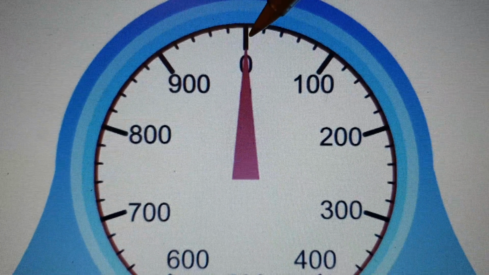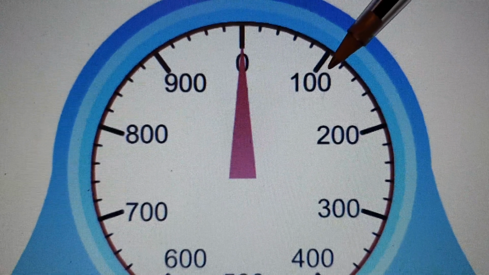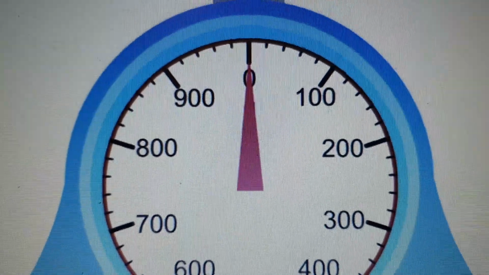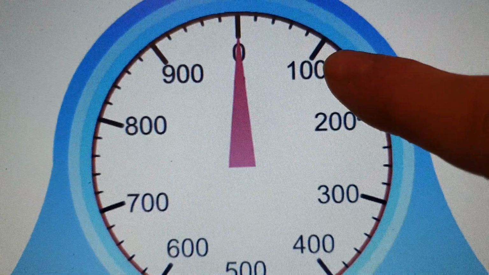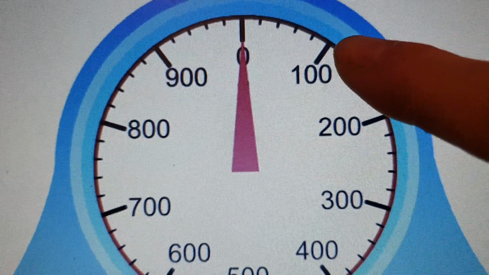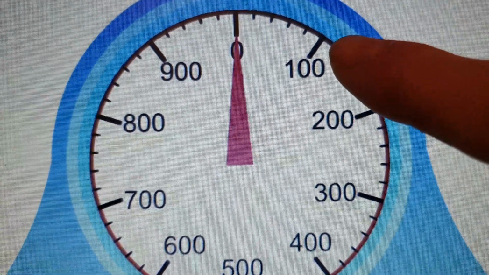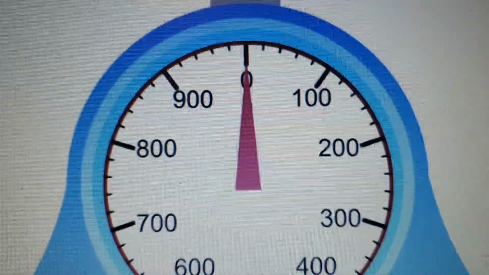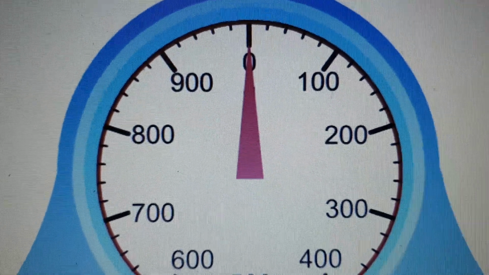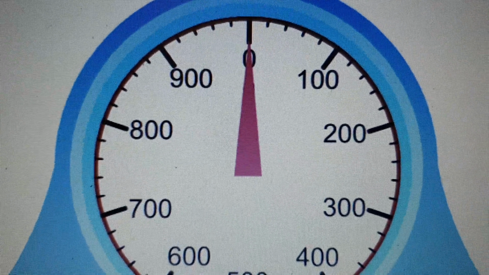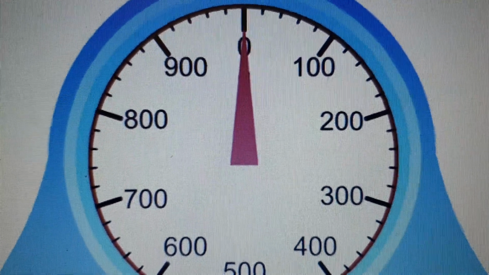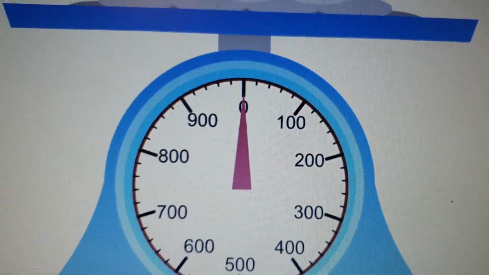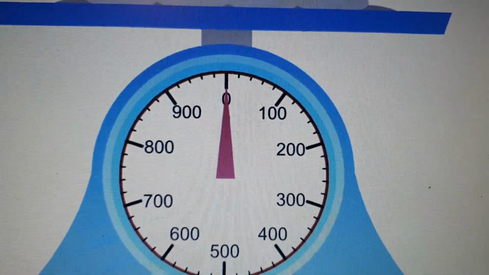So I need to say, how many 5s are in 100? Well, let's make that 100 10 times smaller. How many 5s are in 10? 2. Let's make that 2 10 times bigger. 20. So maybe it's going up in 20s. Let's check. 20, 40, 60, 80, 100. So they are going up in 20s. So let's do some measuring.